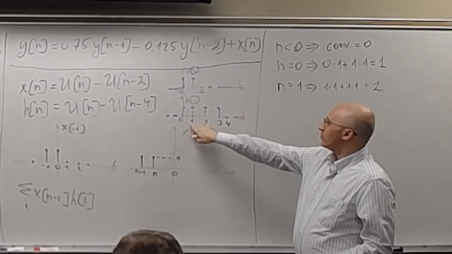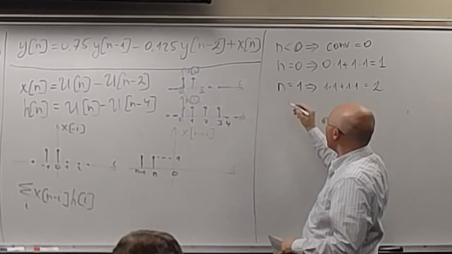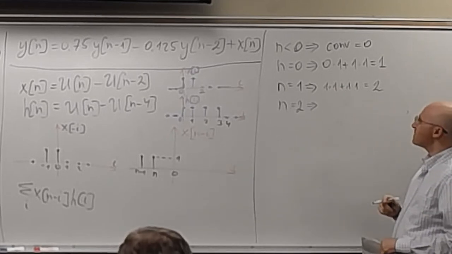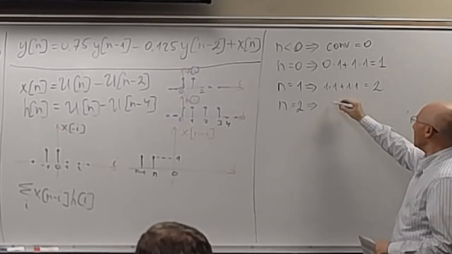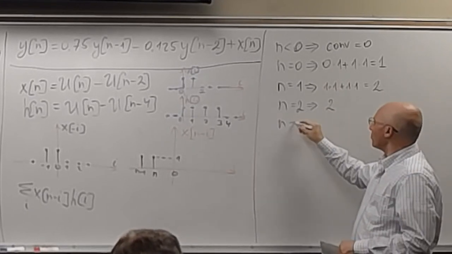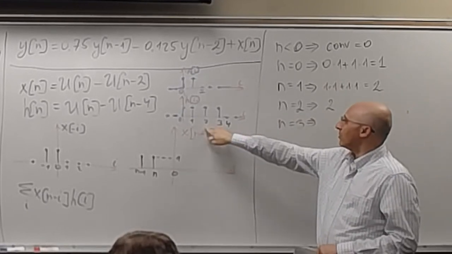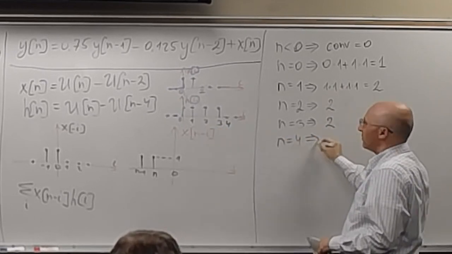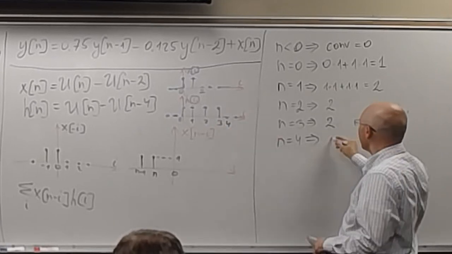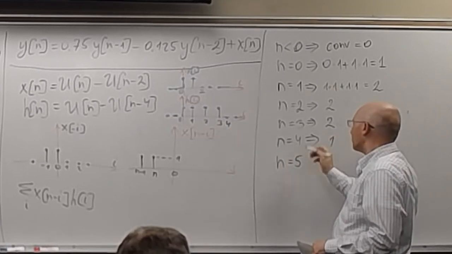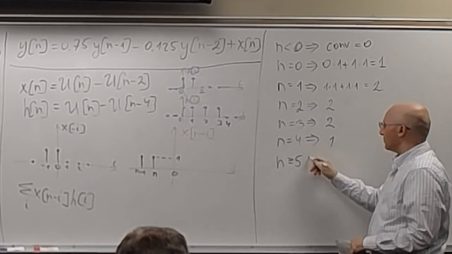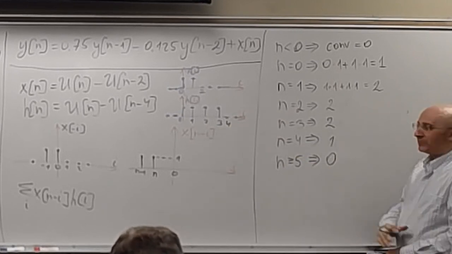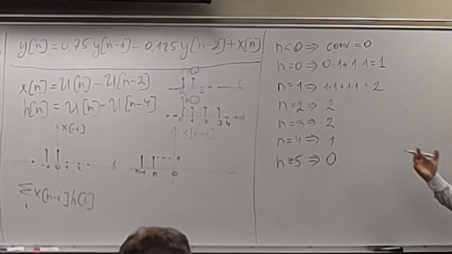Okay, moving to the next one. What will be n equals 2? Do 1 times 1 plus 1 times 1 again? Again, same thing. N equals 3. Here, that's 2 then. Again, 2. N equals 4, 1. N equals 5, 1. For n larger than 5, it's 0, nothing. So for any number larger than 5, it will be 0.